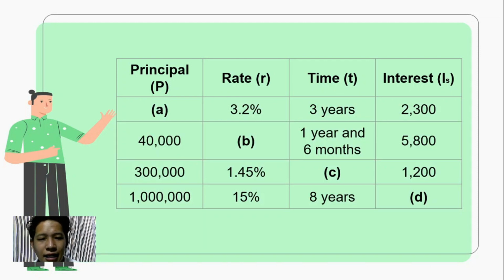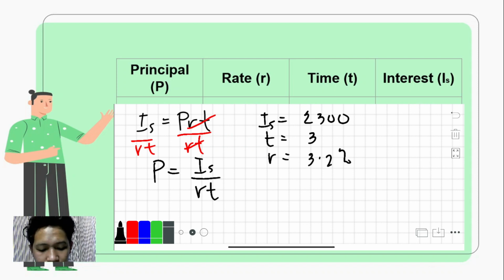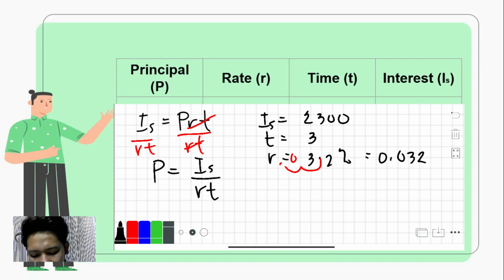Okay? And since we are already given the rate, the time, and the interest, we plug them into our formula. So the simple interest is 2,300. And then we have the time, which is 3 years. And then we have the rate, which is 3.2%. And if we convert that into decimal, we move the decimal point 2 decimal places to the left. That is 1, 2. So our rate would be equivalent to 0.032. Okay? So we now solve for the principal, that is P equals I sub S over RT.